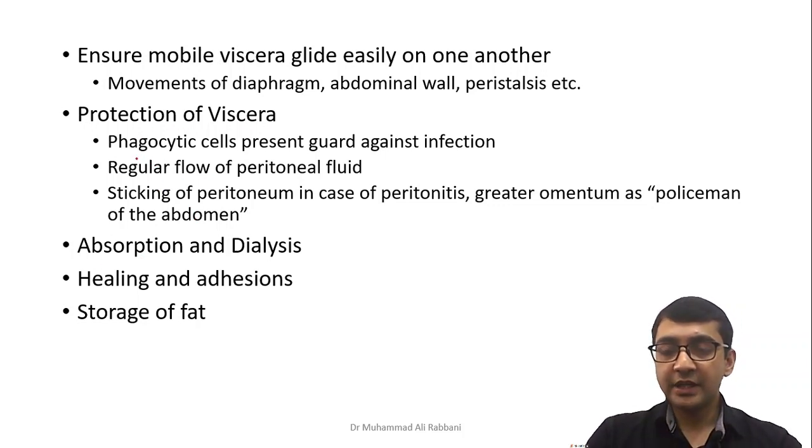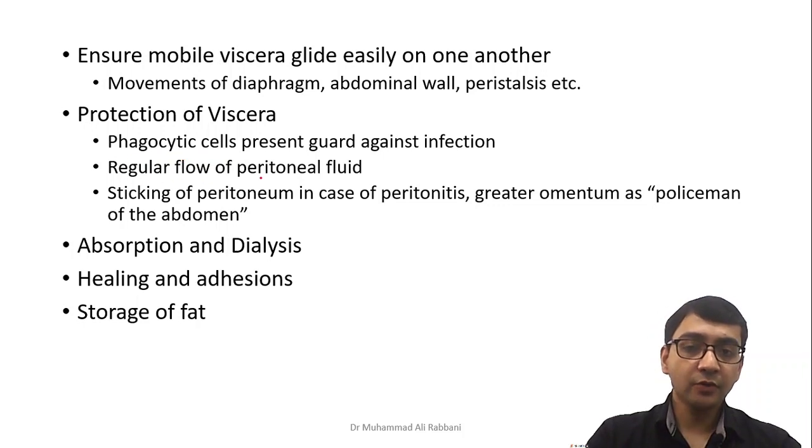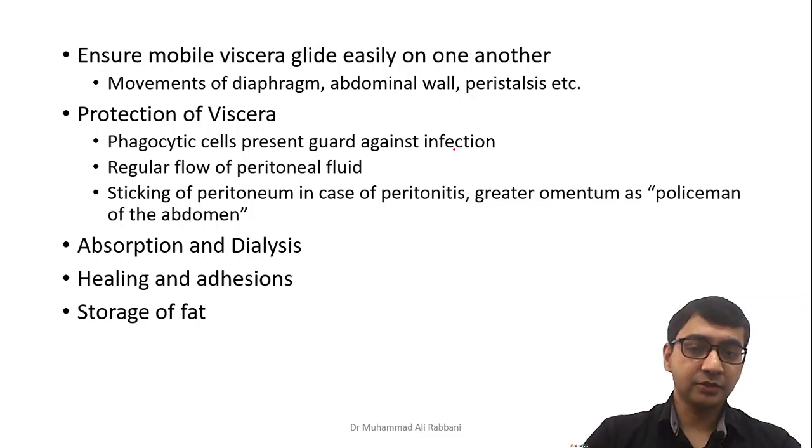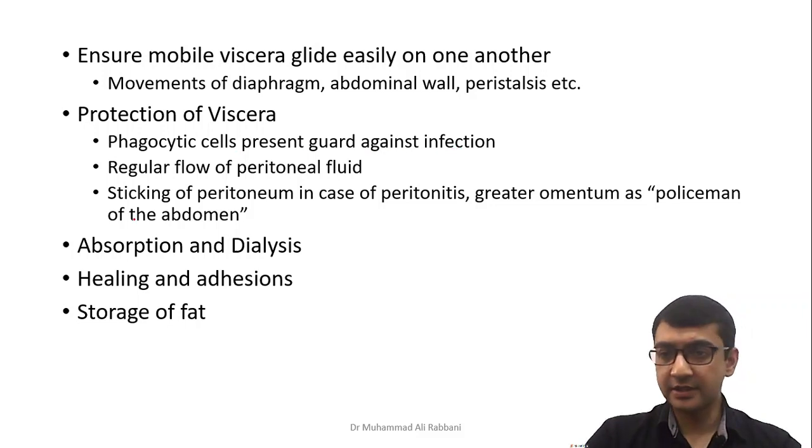The peritoneal fluid and the peritoneum itself are filled with phagocytic cells. So any pathology, any cell or germ that gains access is picked up by them and removed. There is a regular flow of the peritoneal fluid. The peritoneal fluid is regularly being secreted and absorbed. That leads to the complete changing of fluid, removal of all the pathogens that have been killed, and the turnover of the cells.